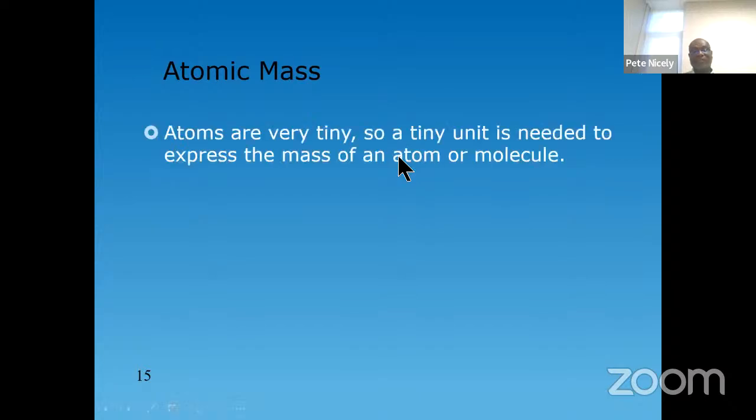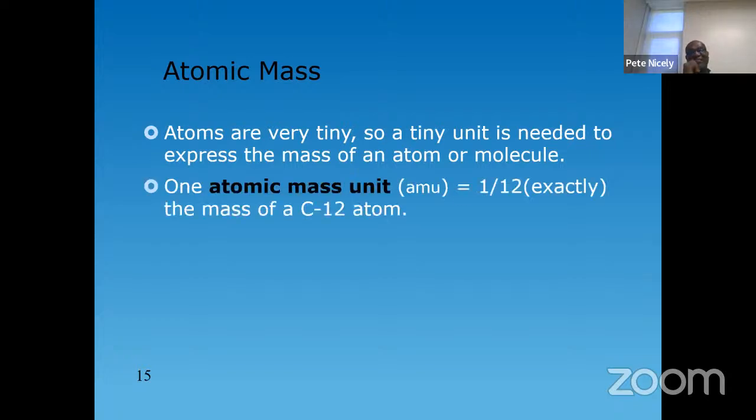Now, in order for us to talk about the atomic mass, you need to recognize that because atoms are very, very small, then a small unit is needed to express the mass of an atom or molecule. So the conventional units that we use very often would be inadequate, right? So the unit that is used to express these small values is called the atomic mass unit. And by definition, one atomic mass unit is 1/12 exactly the mass of a carbon-12 atom, right? Or the carbon-12 isotope, right?